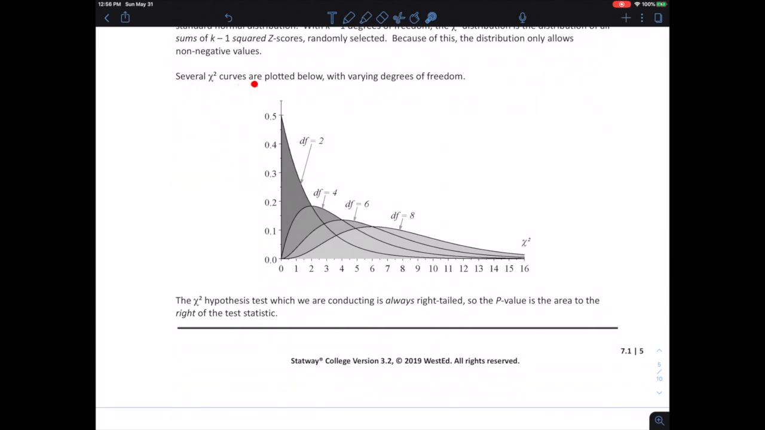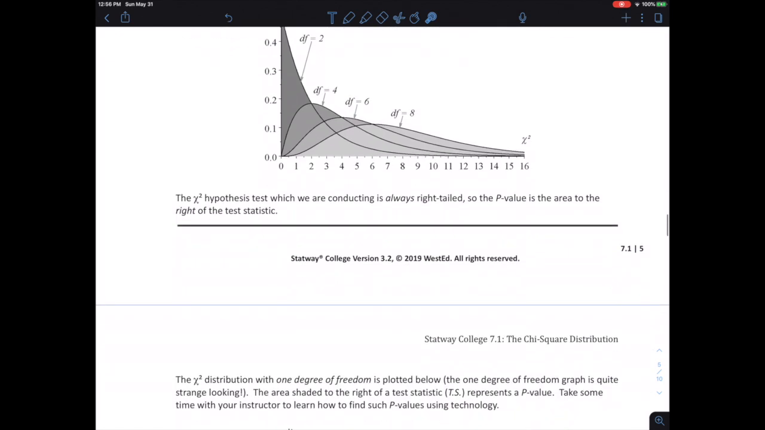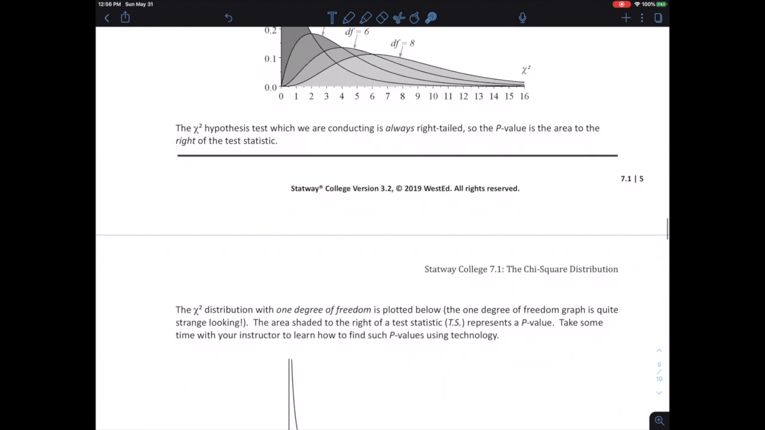Several chi-square distribution curves are plotted below with varying degrees of freedom. As we say, the chi-square distribution is only for positive values because it represents the squares. And so 2 degrees of freedom, 4 degrees of freedom, and so on. You can see that it ends up being almost a bell shape, but it's skewed to the right for sure. It turns out if your degrees of freedom gets big enough, it approaches a normal distribution.